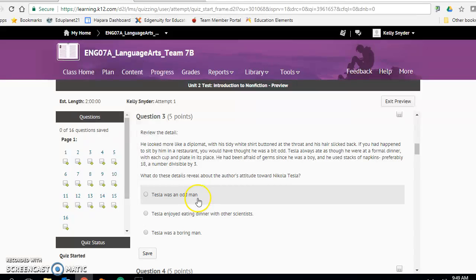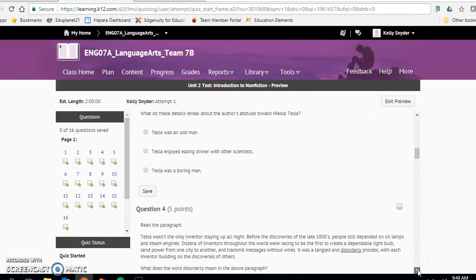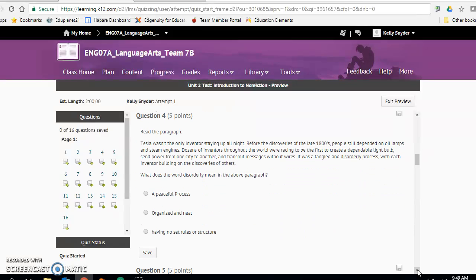Tesla was an odd man. Tesla enjoyed eating dinner with other scientists. Tesla was a boring man. Question number 4. Read the paragraph.